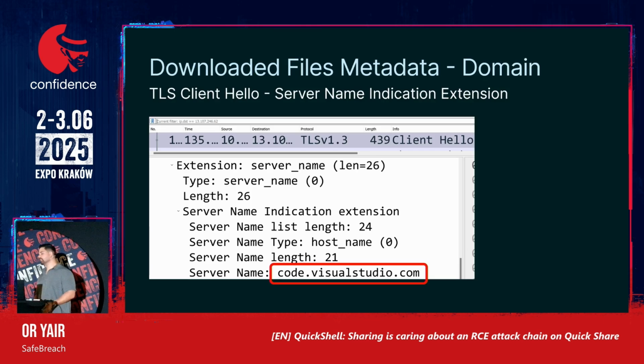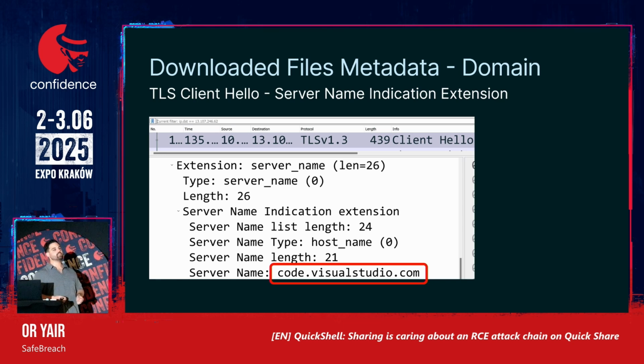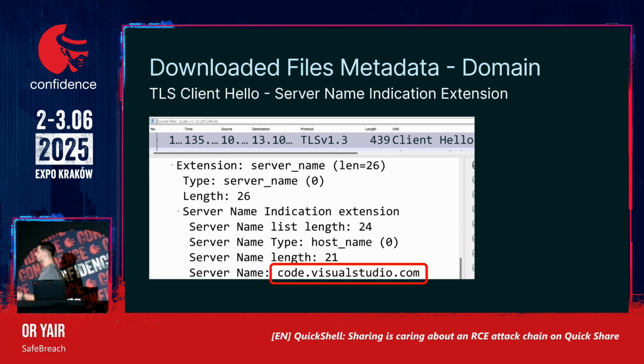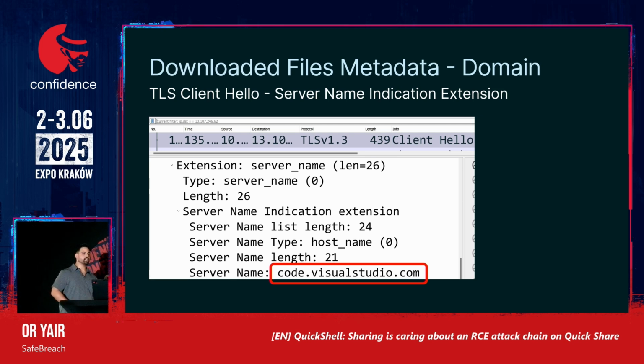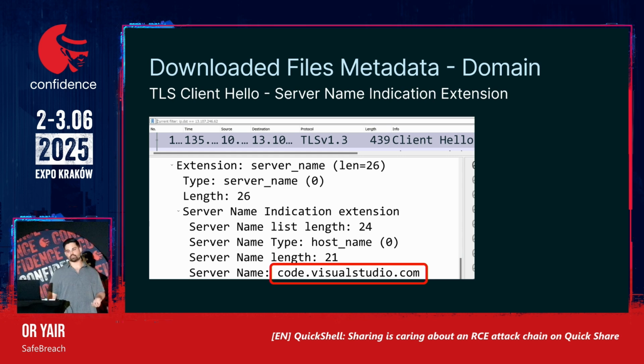The first one is server name indication. So HTTPS is encrypted using TLS, and the first message in TLS is a client hello message from the client, and this message contains a server name indication extension indicating the domain to which the client is trying to connect. So if we are a man in the middle and we can sniff internet traffic of a victim, then even if they use HTTPS, we can still enumerate all the domains that it connects to.